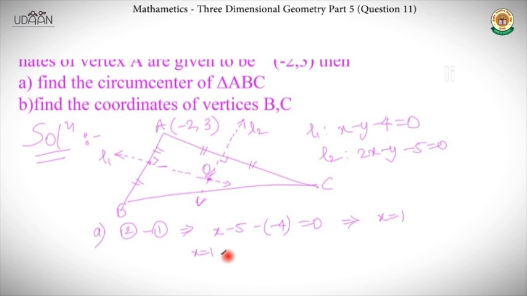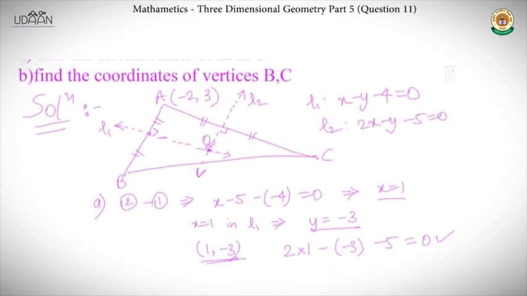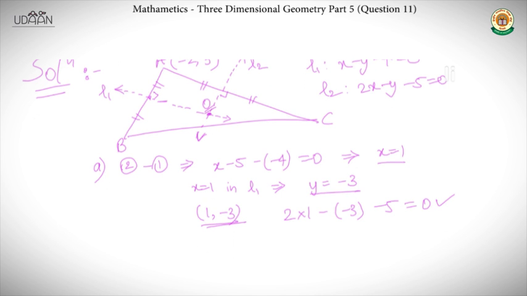Putting x equals 1 in L1, we get y equal to minus 3. So the circumcenter of this triangle ABC is (1, -3). You can also check, does it satisfy the equation L2? Yes, it clearly satisfies, because 2 into 1 minus minus 3 minus 5 is definitely 0. So it satisfies both the equations, hence (1, -3) is the circumcenter.